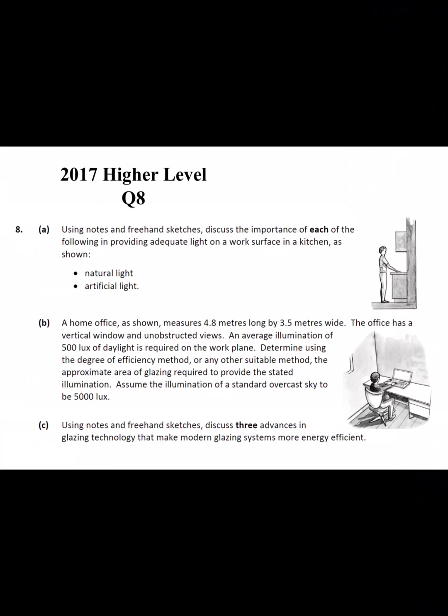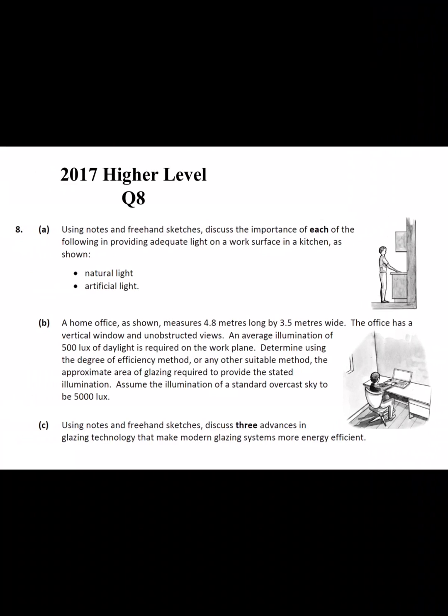Part B. A home office as shown measures 4.8 meters long and 3.5 meters wide. The office has a vertical window and unobstructed views. An average illumination of 500 lux of daylight is required on the work plane. Determine, using the degree of efficiency method or any other suitable method, the approximate area of glazing required to provide the stated illumination. Assume the illumination of a standard overcast sky to be 5000 lux.